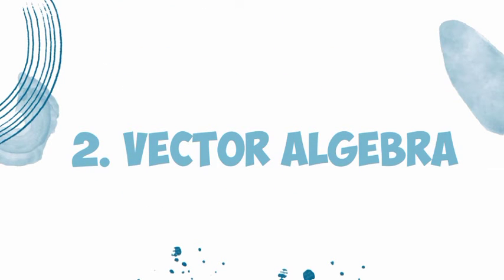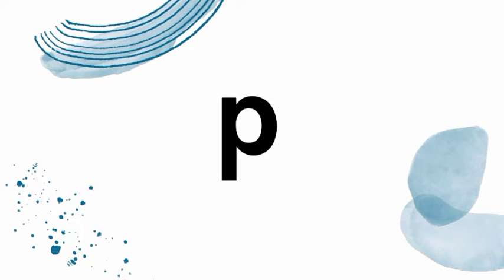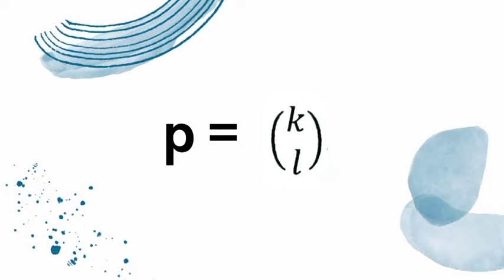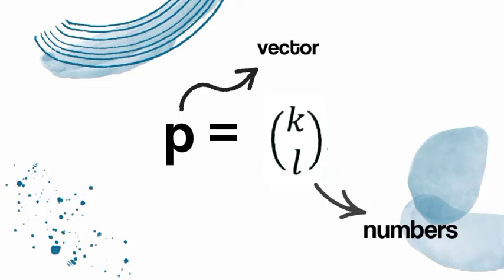2. Vector algebra. It is often convenient to use a single letter to stand for a vector. In print, bold type is used to distinguish vectors from numbers. For example, P is the vector (k, l), where P is a vector, but k and l are numbers, called the components of the vector P in the x and y directions.